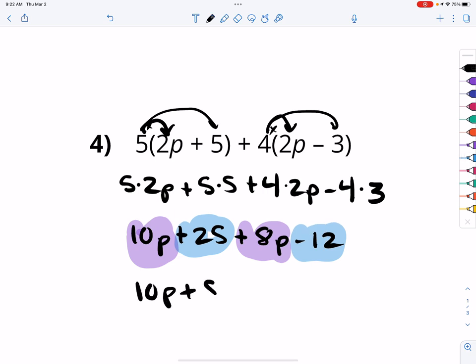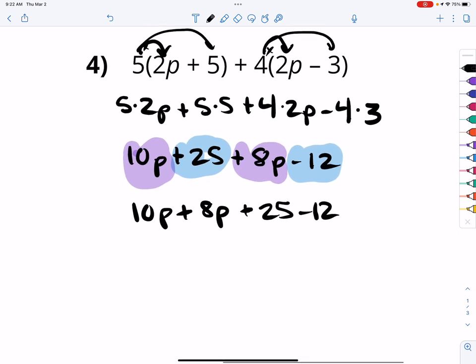10p plus 8p. Again, fighting the urge. Like, yes, you could probably do that math in your head, but let's get in the habit of rewriting all of it and then solving it so we can more easily catch our mistakes. 18p, and then 25 minus 12 is 13. So we have 18p plus 13.